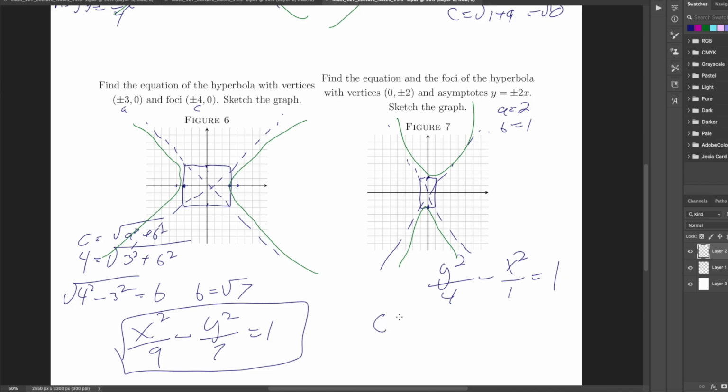So for our foci, c is equal to the square root of 4 plus 1, not 4 squared, but 4, since it's really 2 squared, and 1. So this is just the square root of 5. And so here, our foci in this case will be at 0, since the foci are in this direction now, plus or minus the square root of 5. And that's it. And that's the end of these notes.